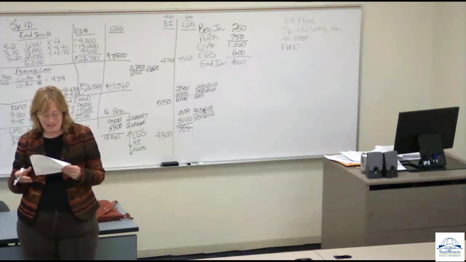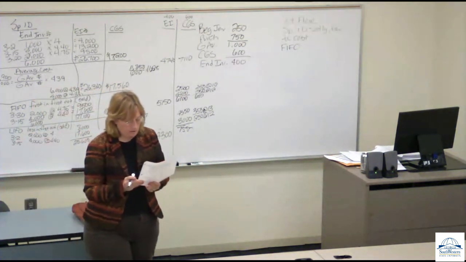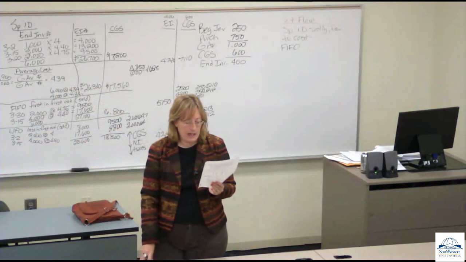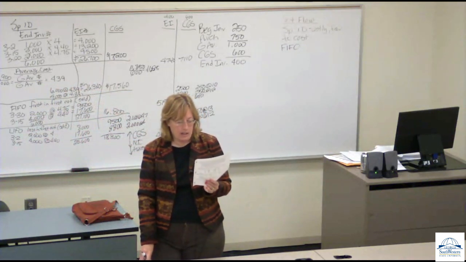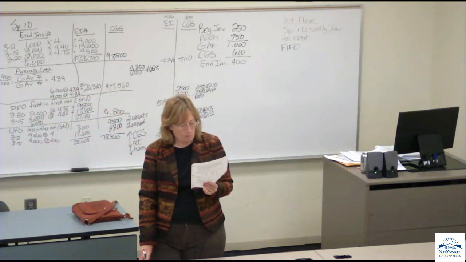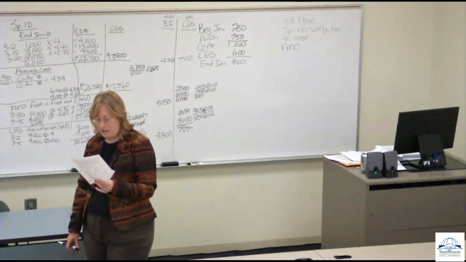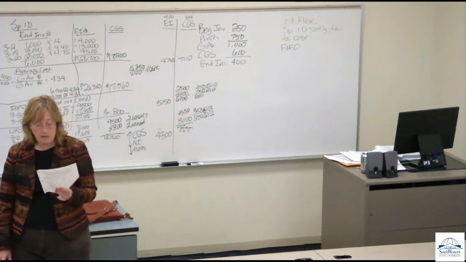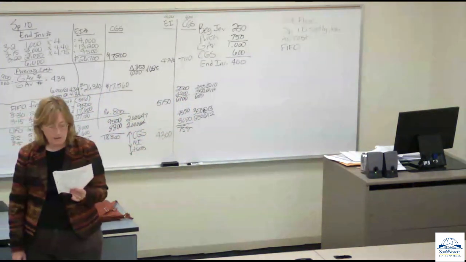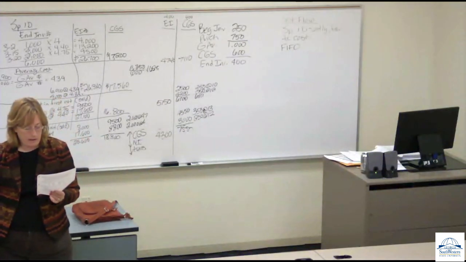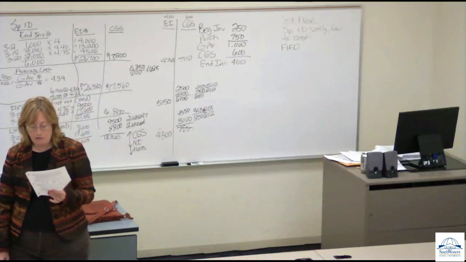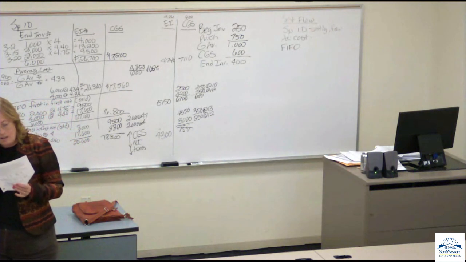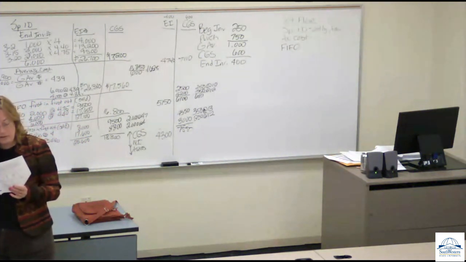How about that? The ending inventory for weighted average is 3,080. Weighted average ending inventory is 3,080. FIFO ending inventory is 3,210. And LIFO ending inventory is 2,930. So if you want to, just see if you can get those numbers.